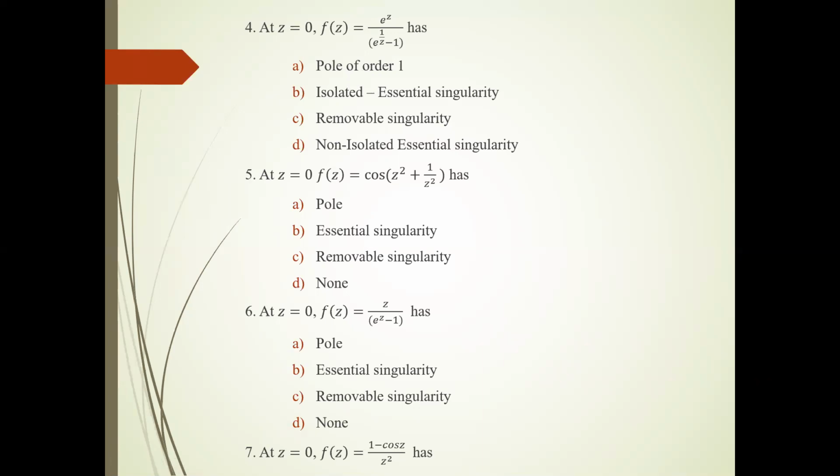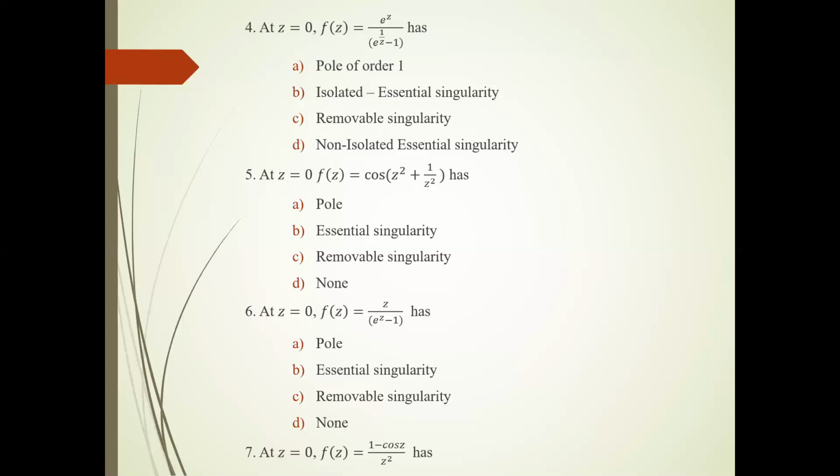Taking log on both sides, what do we get? 1 upon z is equal to i into 2k pi, where k is an integer, positive or negative. So finally we get the poles of this function as z equal to 1 upon 2k pi i, where k belongs to positive or negative integers. These are the sequence of the poles of this function f(z).